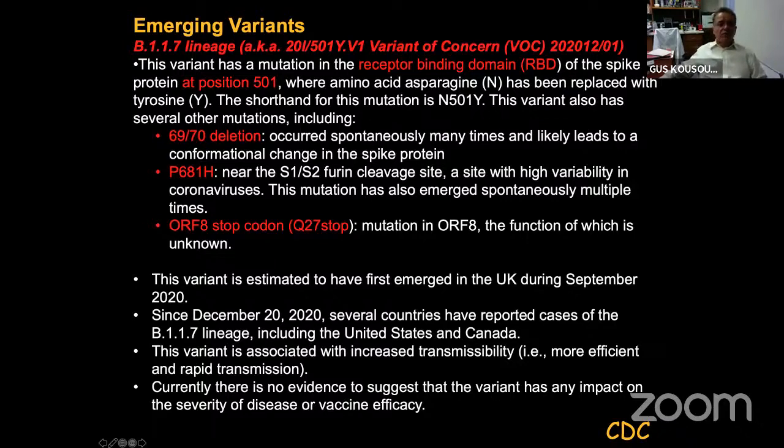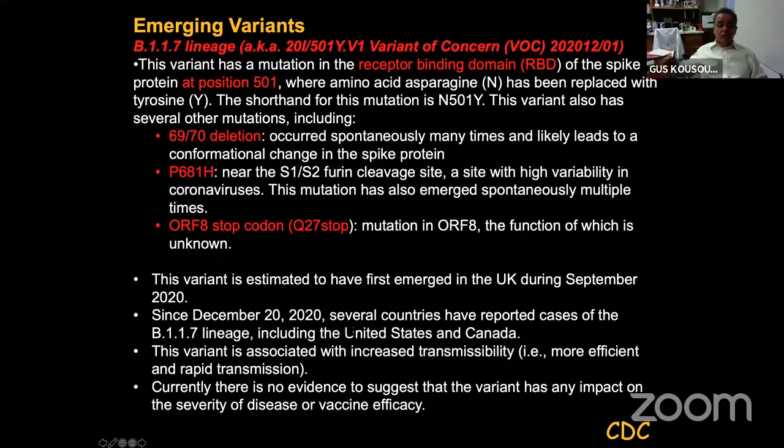And the variant also has several other mutations, including a deletion of 2 amino acids that occurs spontaneously and leads to conformational changes in the spike protein, and the mutation of proline 681 to histidine at the S1 furin cleavage site. And that furin site is really processing the S1, S2 cleavage to facilitate exposure of the fusion peptide and increase fusogenicity. There's also a stop codon in ORF8, and the function of this is unknown.